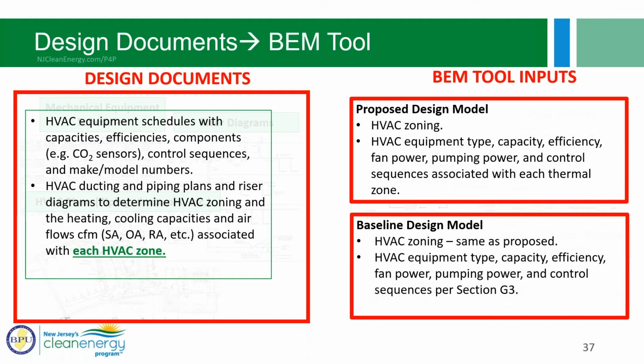And for the baseline, the HVAC zoning is the same as the proposed, but the HVAC equipment type is determined from Appendix G. Same with the capacity, efficiency, fan power, pumping power, and control sequences. Those are all determined from the rules in Appendix G. So quite a complicated process.